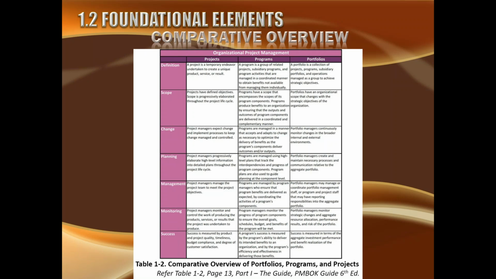Programs have a scope also, but that encompasses the scopes of its program components. So the program scope is actually the scope of all of its components put together. Programs produce benefits to an organization by ensuring that the outputs and outcomes of the program components are delivered in a coordinated and complementary manner. So the delivery of benefits is the responsibility of the program, whether this has to be coordinated and unified or it has to be released throughout the life of the program. Programs are going to be longer life things.